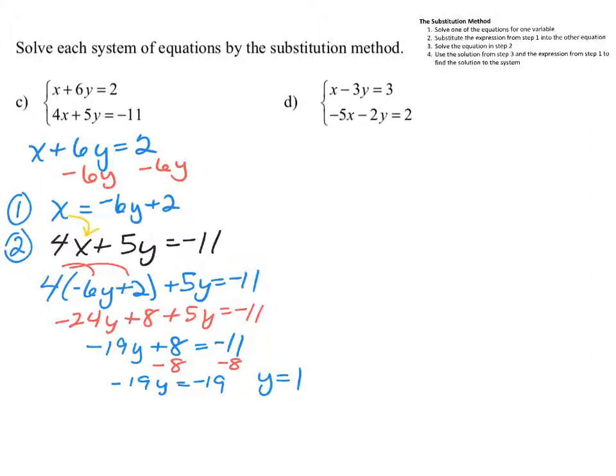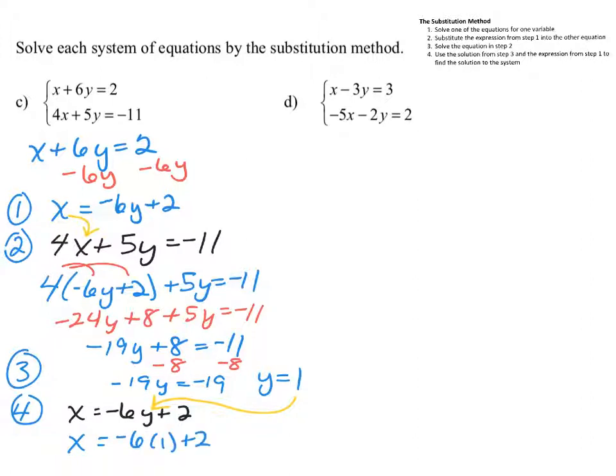Our next step, that was step number 3, is to solve that equation. And step number 4 is to use a solution from step 3 in the expression in step 1 to solve for the other variable. Since we know from step number 1 that x is equal to negative 6y plus 2, and we just found out that y is equal to 1, then we can solve this equation to get x is equal to negative 6 times 1 plus 2, or negative 6 plus 2 is negative 4. So our solution to this system of equations, x comma y, is negative 4 for x and 1 for y.